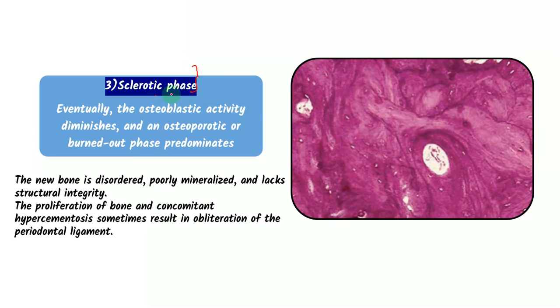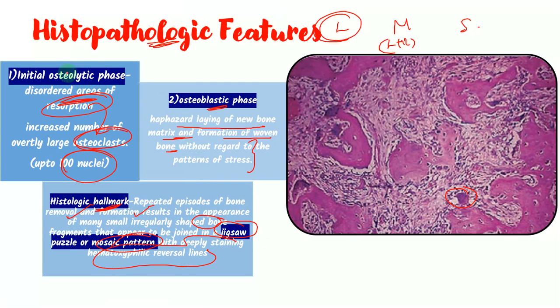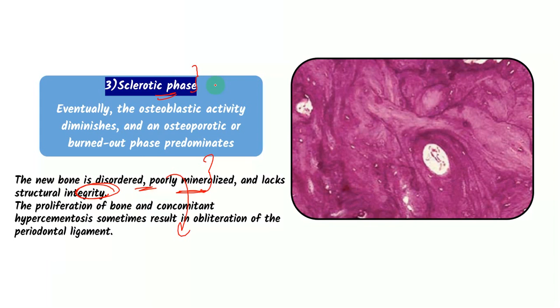Finally, it goes on to the sclerotic phase. This is the inactive stage. The osteoblastic activity diminishes and the osteoporotic or burnt out phase predominates. Finally, the ultimate result being the new bone is disordered, poorly mineralized, lacking structural integrity. So clinically, what do you see? You see presence of fractures and weakening of the bone, all of that. Okay, so again, we studied the osteolytic phase, blastic phase, and the sclerotic phase.